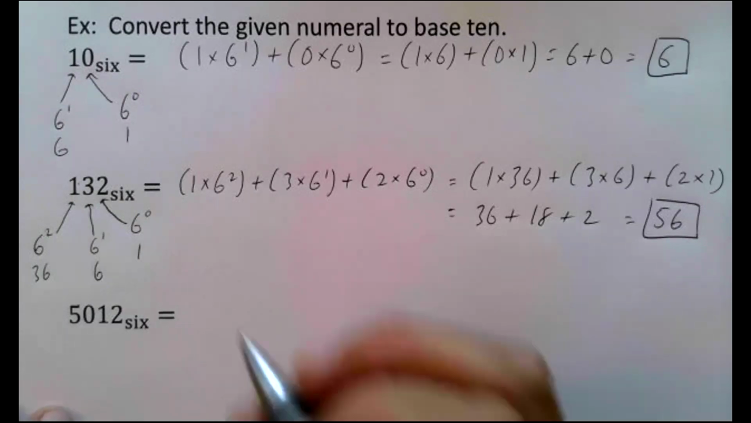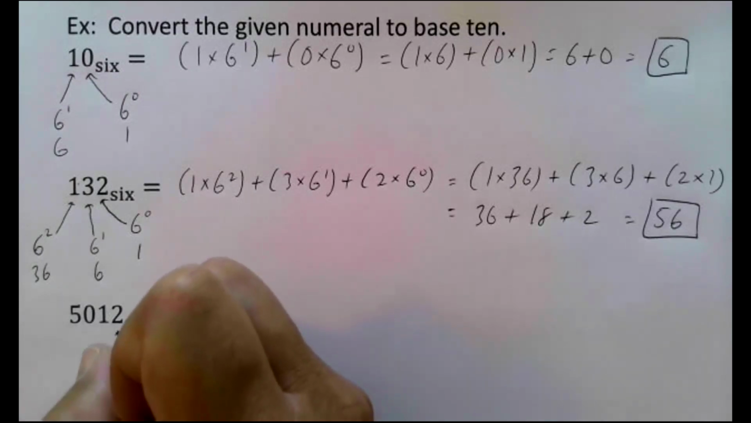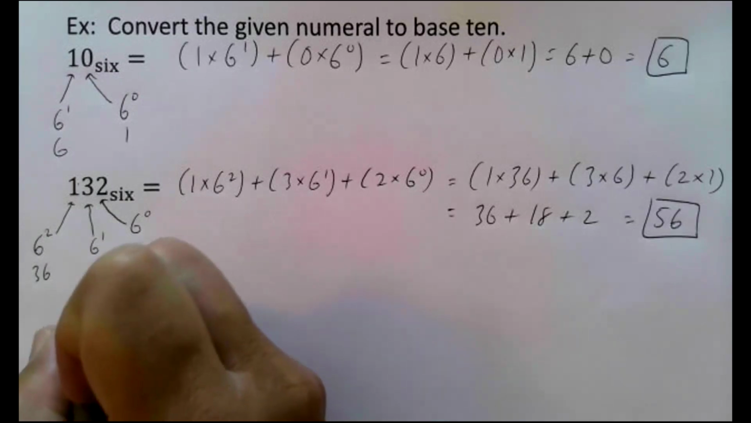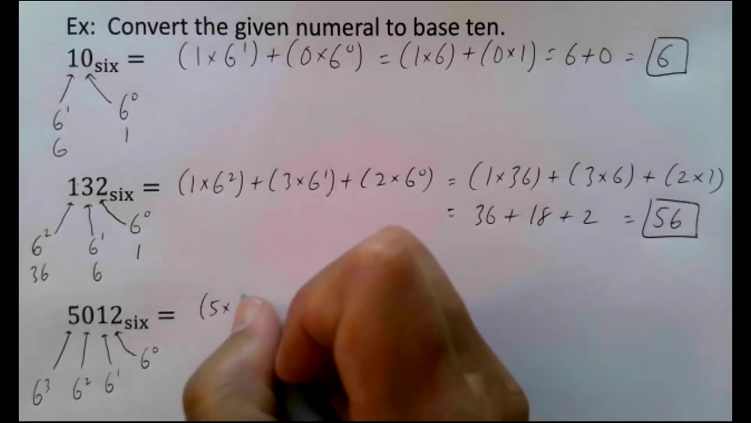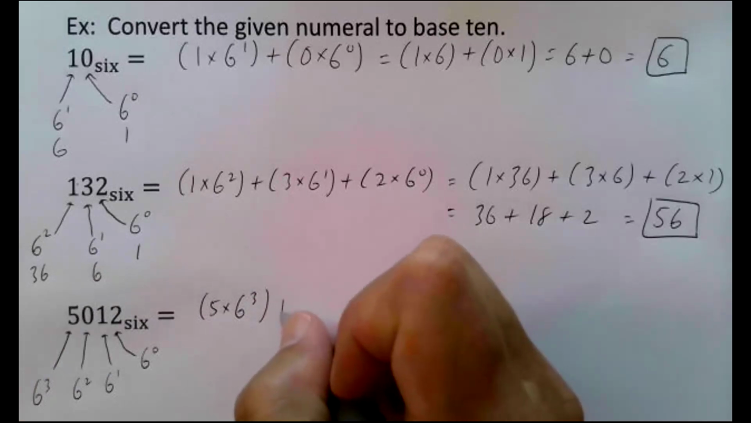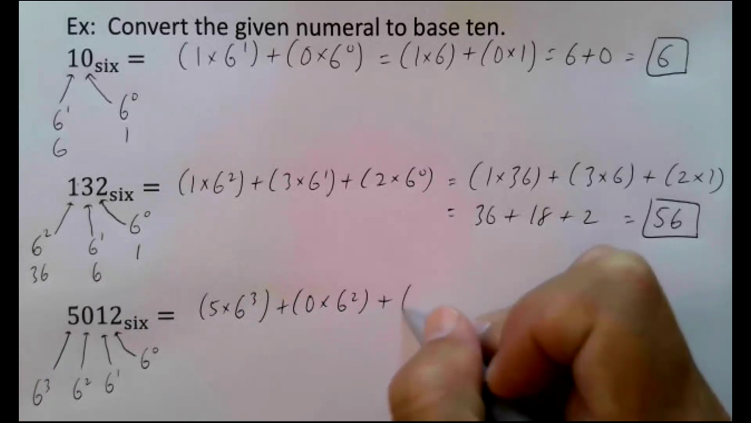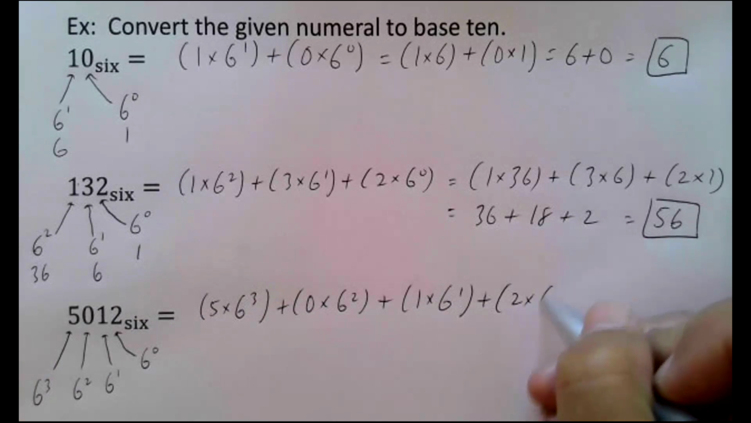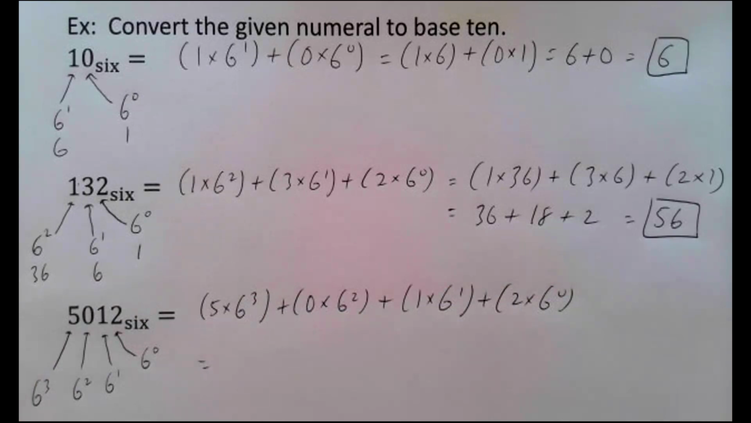Okay, let me go a little faster on this one. So we have our 6 to the zeros place, 6 to the first powers place, 6 to the second. Now we're going 6 to the third powers place. We have 5 sets of 6 to the third, 0 sets of 6 to the second, 1 set of 6 to the first, and 2 sets of 6 to the 0. Well, 6 to the third means 6 times 6 times 6.